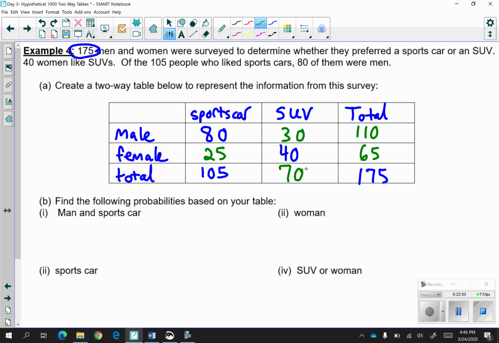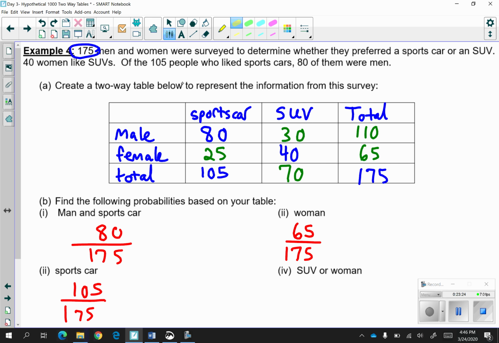So you're talking about being a man and liking a sports car. So men and sports car, there are 80 of them out of 175. There are 65 women total out of the 175. There are 105 sports cars total out of the 175.